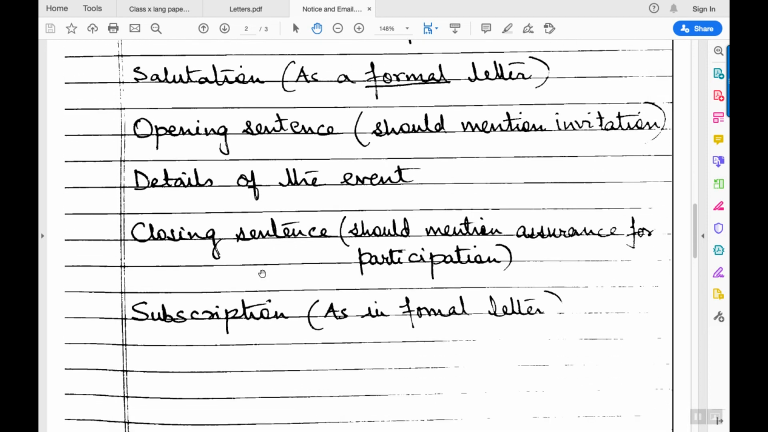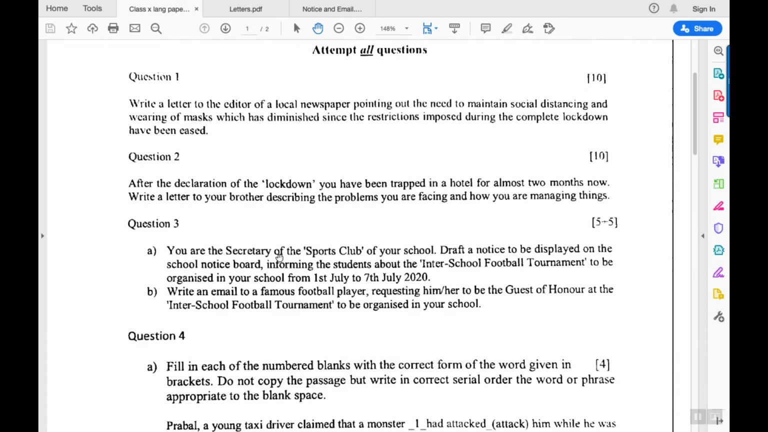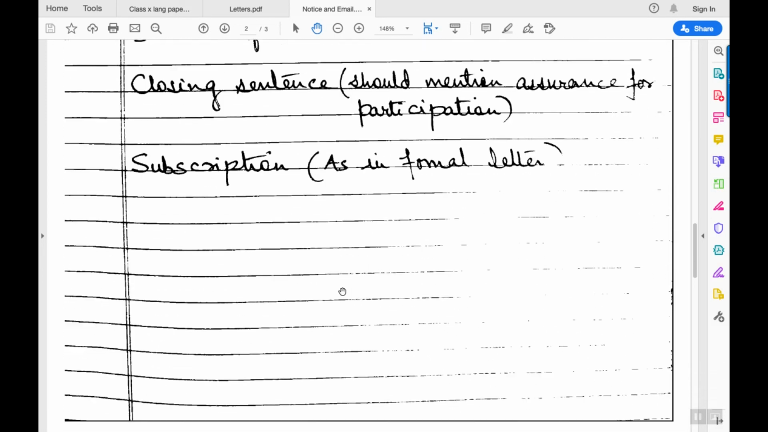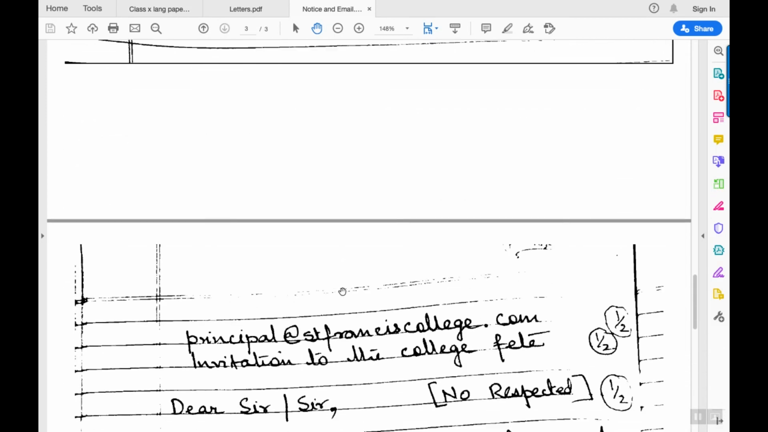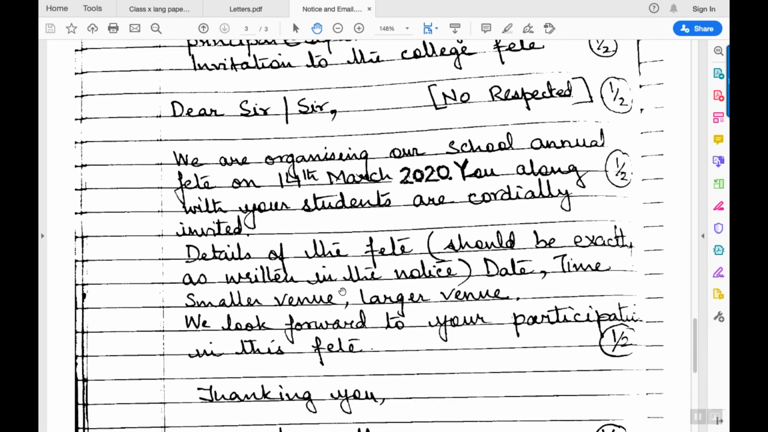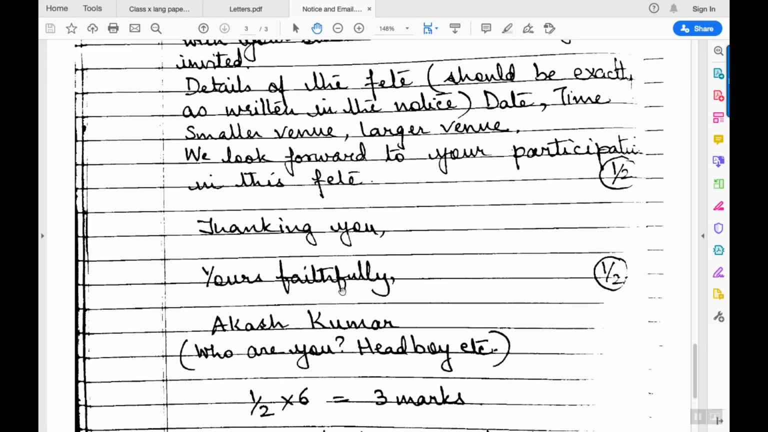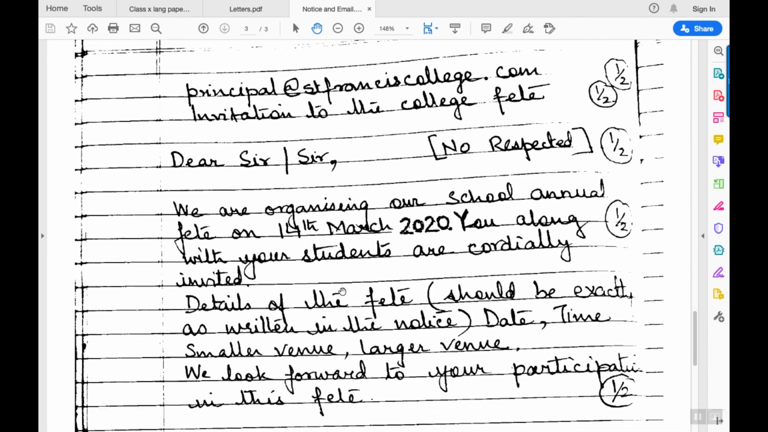Closing sentence and subscription as in a formal letter, like yours faithfully, your name, and now below your name you will write Secretary of the Sports Club of St. MRJ Puria School. So that will give you the marks. This is an example which we have already done when we had last studied this. So I'm not going to discuss it again. If you want to see the mark breakup, it is mentioned here.